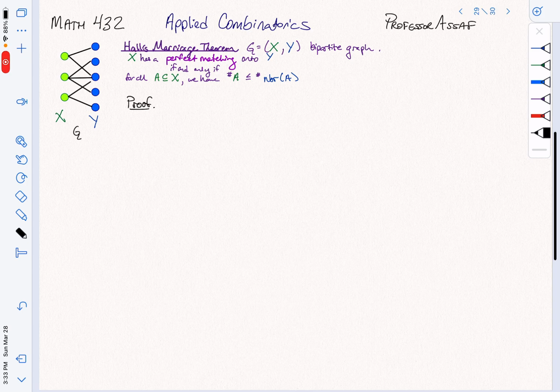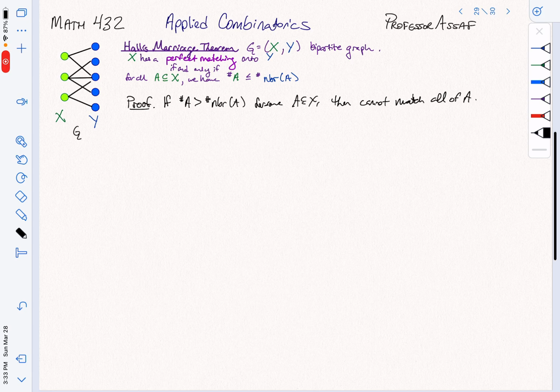So let's prove this. It's an if and only if statement, so let's do both sides. If the number of things in A is strictly greater than the number of neighbors of A for some subset A in X, then we cannot match all of A. Right? There are not enough neighbors, so we're never going to be able to find a matching. That shows that this condition is necessary.